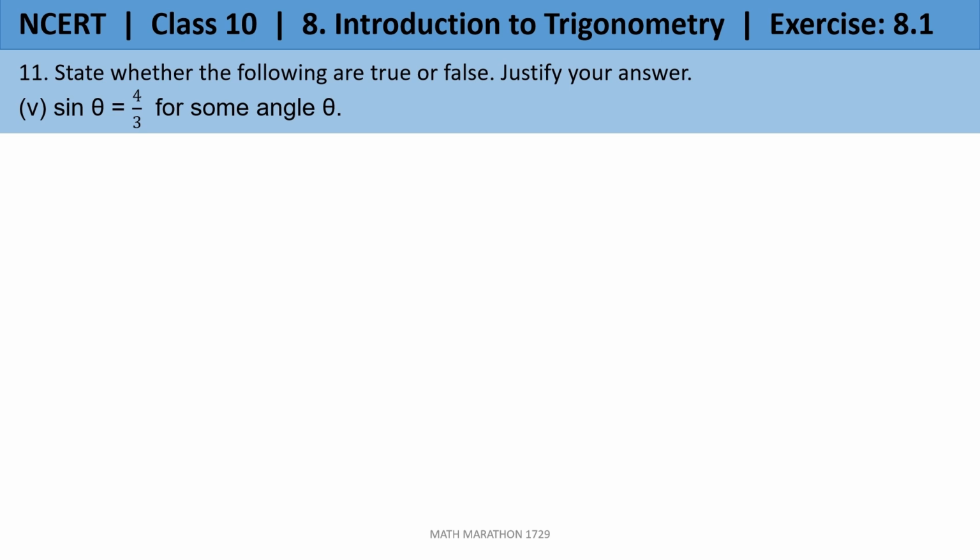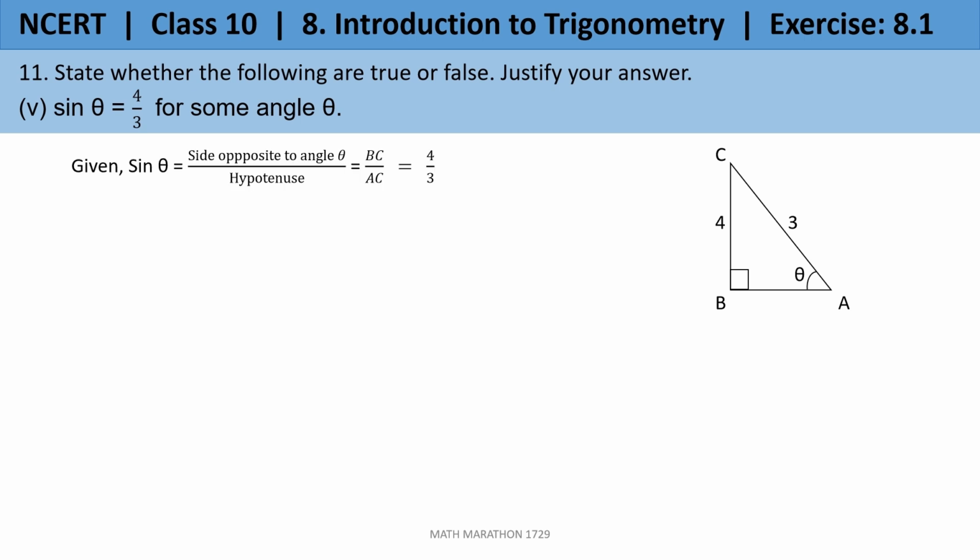State whether the following are true or false. Justify your answer. Section 5. Sin theta is equal to 4 by 3 for some angle theta. First, let us draw a diagram. I have drawn a right-angled triangle, ABC. Sin theta is equal to side opposite to angle theta by hypotenuse, which is equal to BC by AC, which is equal to 4 by 3. Hypotenuse is 3, which cannot be smaller than the opposite side, which is 4.